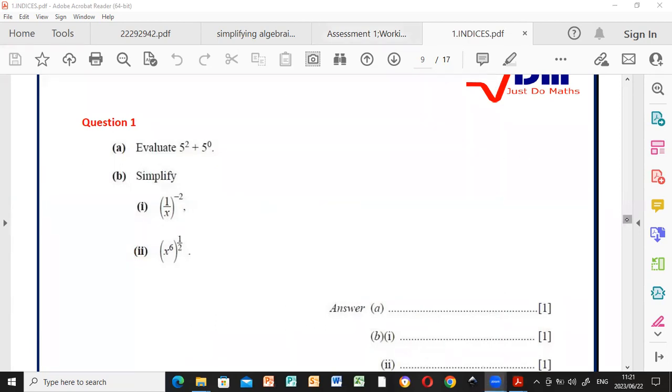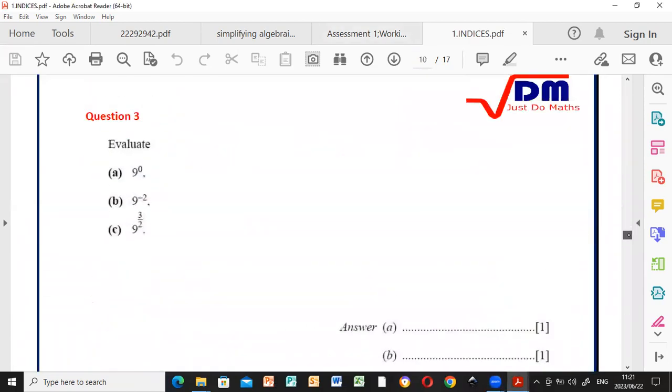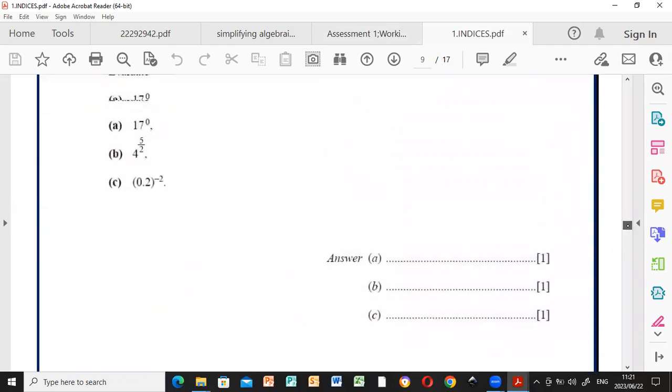Let's quickly move on to question number 2. So on question number 2, as we see here, the question says evaluate 17 to the power 0. We know that any number raised to the power of 0 gives us 1. So indeed, 17 to the power of 0 is 1. And the next one, 4 to the power 3 over 2. This is basically the same as 4 to the power 1 over 2 to the power 5. So you need to take the number on the numerator outside.